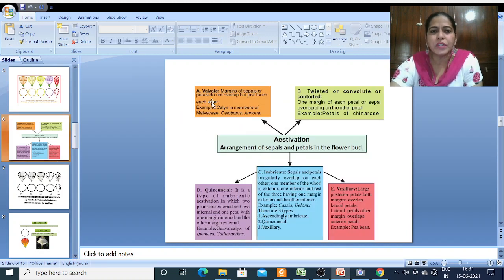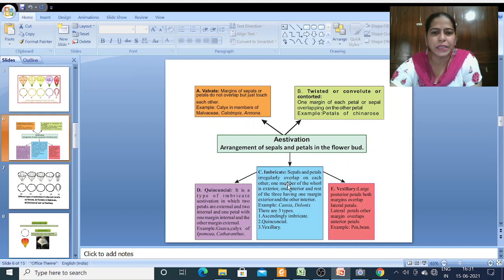Now, first of all, we have valvate. In valvate, margins of sepals or petals do not overlap, but they just touch each other. This is an example like we have in the calyx of members of Malvaceae, Calotropis, Annona. In the case of twisted, which is also called convolute or contorted, one margin of each sepal or petal is overlapping on the other petal. So this is in the case of hibiscus, which is also called China rose.